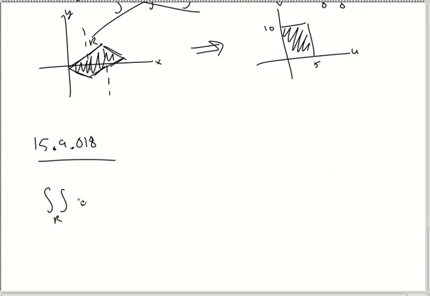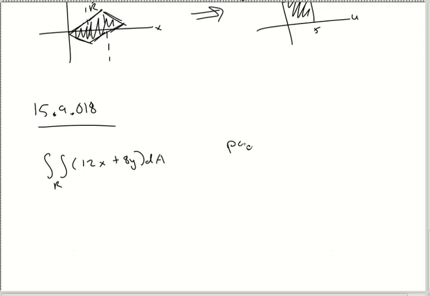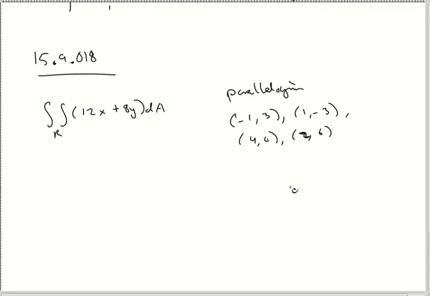So we now have the double integral over region R of 12x plus 8y dA. They say that this is actually going to be for a parallelogram, probably something like I just did there. They give me some points: (-1, 3), (1, -3), (4, 0), (2, 6). Okay.